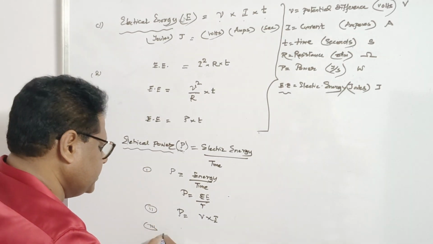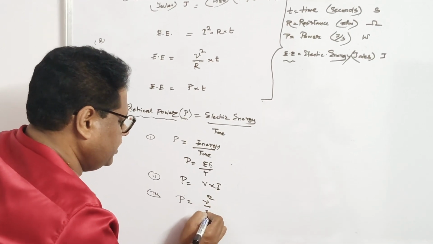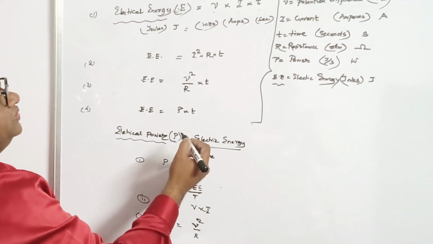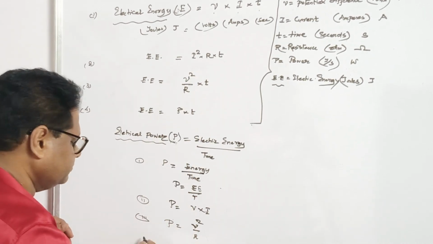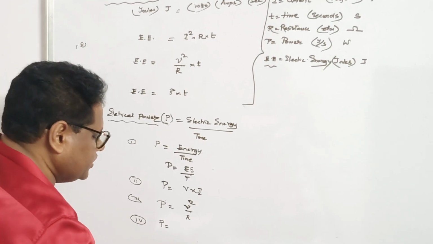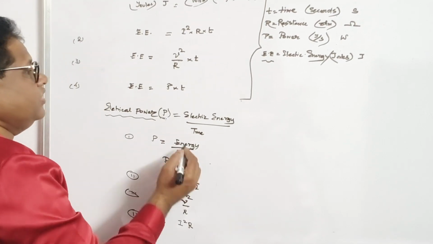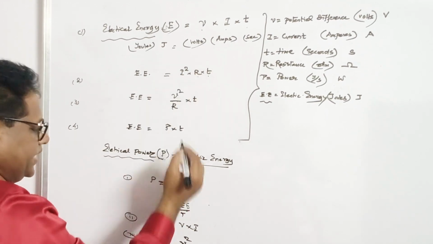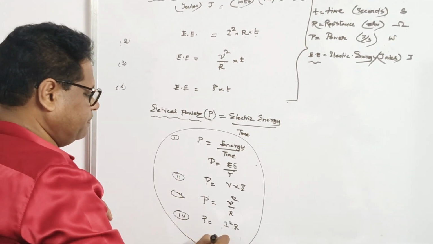Then the third expression is power P equals V square by R. Again the same thing, we are removing the time T from here. So this is the amount of power consumed. Fourth, we can also write power P equals I square R. Again from I square RT divided by T, T cancels, so I square R. So these are the four expressions for calculating the power.